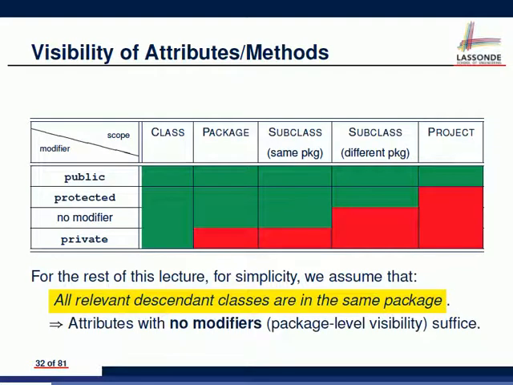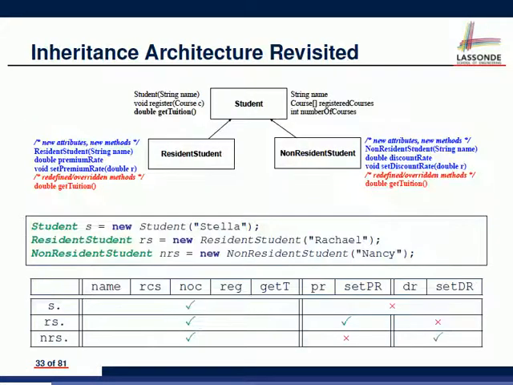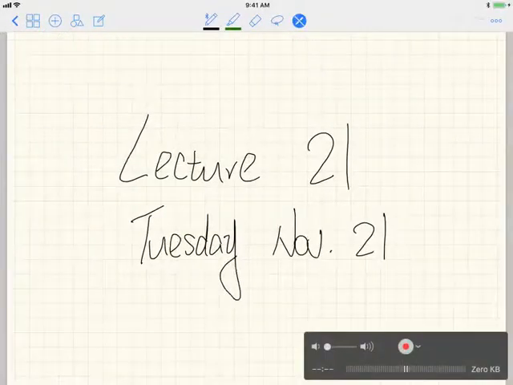So you will see that for all the attributes, I simply have no modifier. If I say private, that means they are not inherited. If I say no modifier, they are inherited by all the classes in the same package. Any questions about the modifiers? Okay, let's now review very quickly what we said last time.